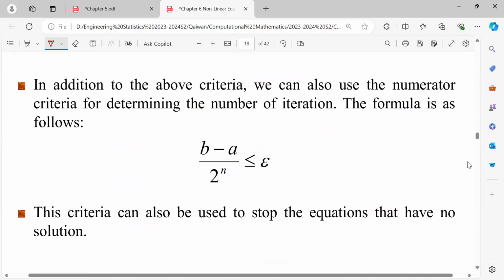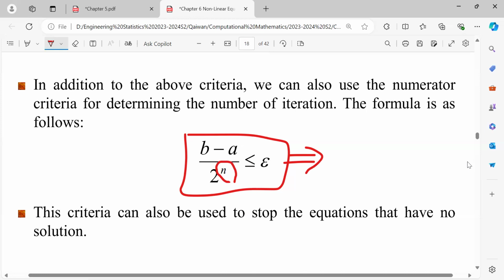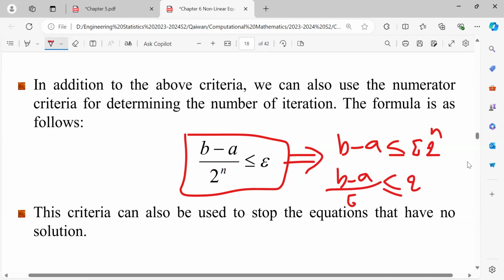To find the number of iterations, we could use this formula. Here, we need to find n. We first simplify this. We multiply both sides by 2 to the power n. We get b minus a less than or equal to epsilon times 2 to the power n. And dividing both sides by epsilon, we get b minus a divided by epsilon less than or equal to 2 to the power n.